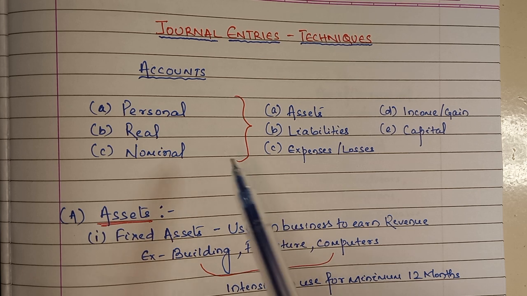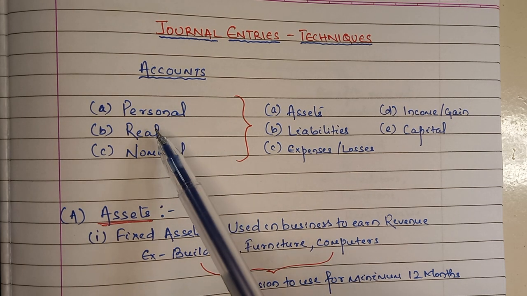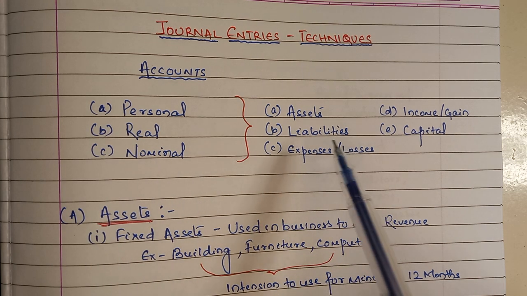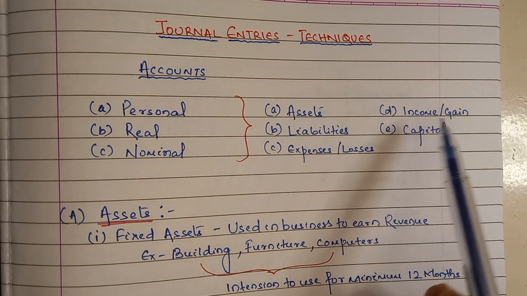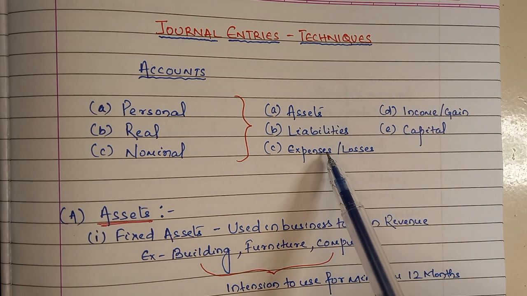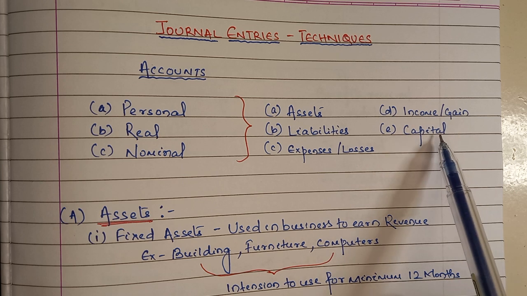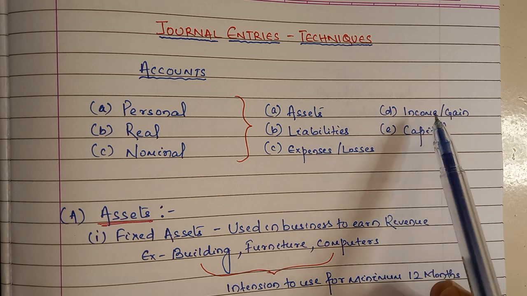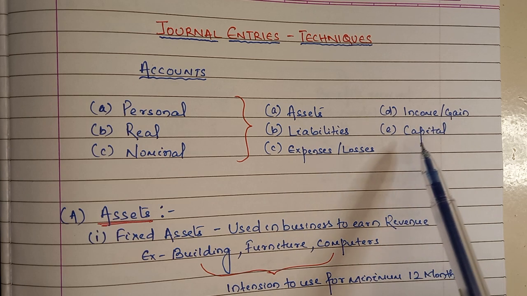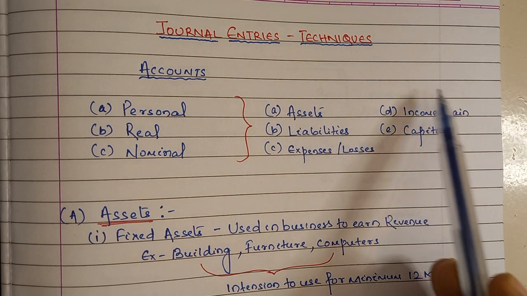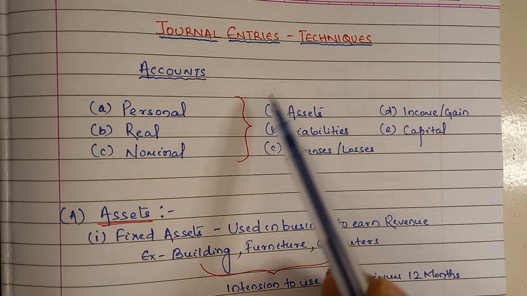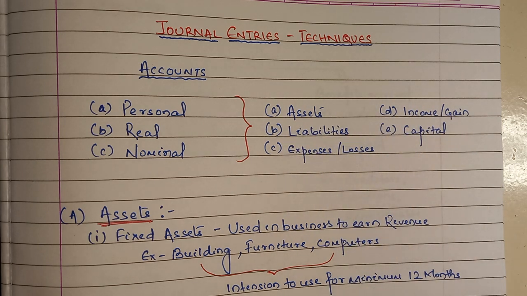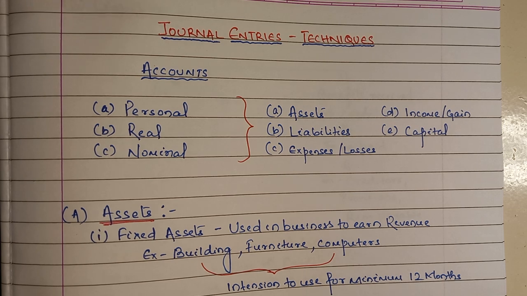If you see in journal entries, we understood that there are three types of accounts: personal, real, nominal. Now, these three types of accounts can be grouped into five different types of accounts: assets, liabilities, expenses, losses, income and gain, and capital. So the business transactions of a company can be classified into these five categories. You will not have any other account falling beyond these five categories. Now let's understand the debit and credit rules for these five categories.